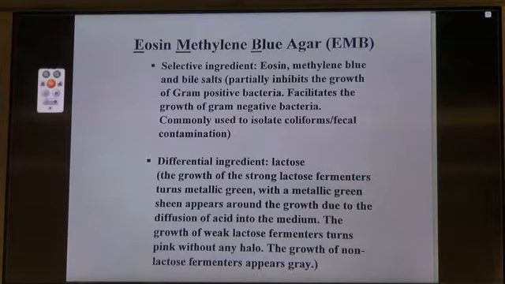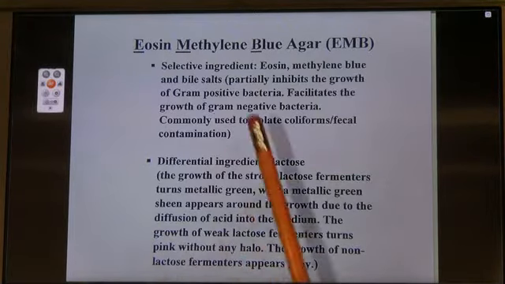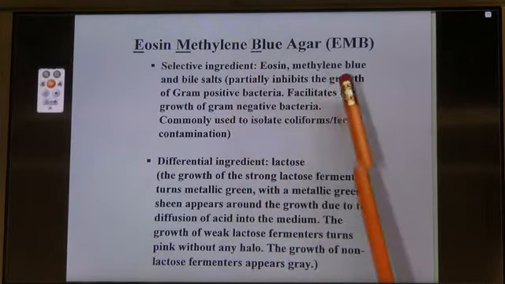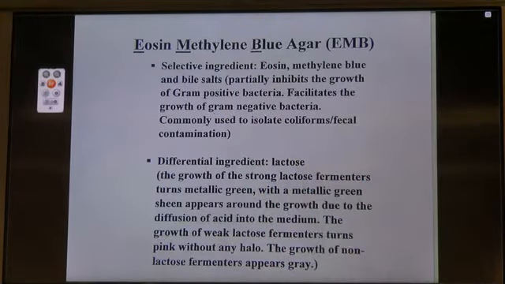Eosin methylene blue agar is also both selective and differential. Selective ingredients, the two dyes, eosin and methylene blue, it also has bile salts. They do what MacConkey does, but not 100%. On MacConkey, gram-positive don't grow at all. But look at your plate.